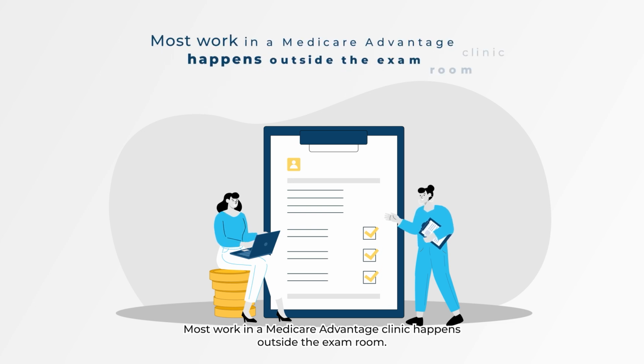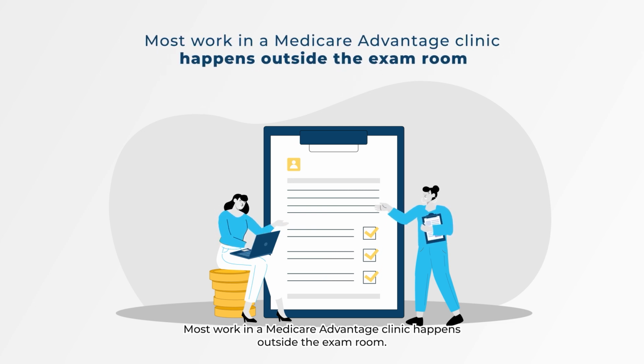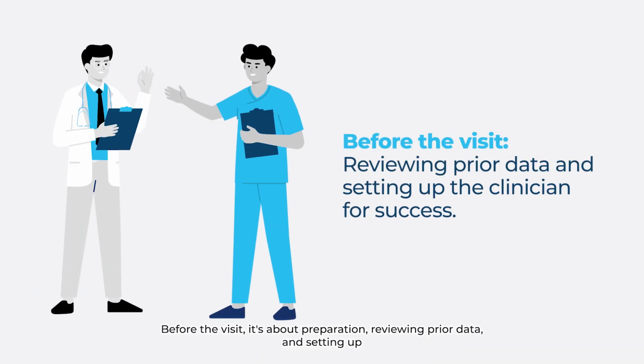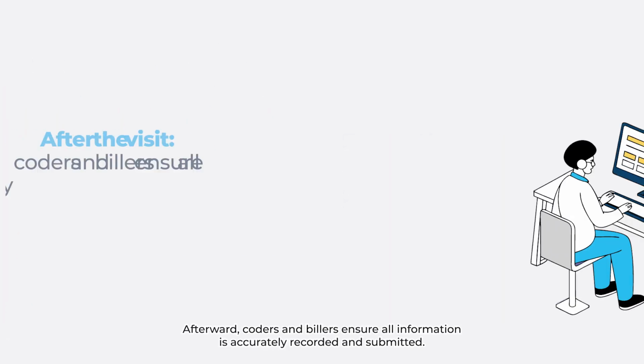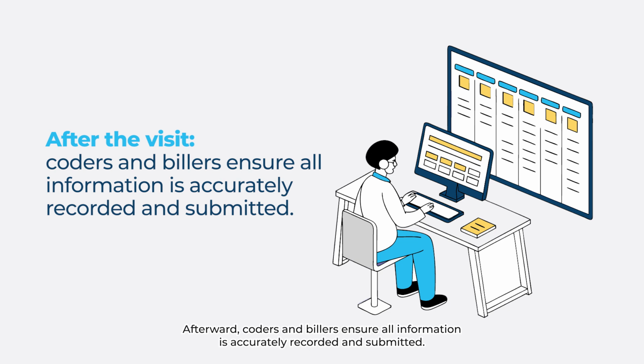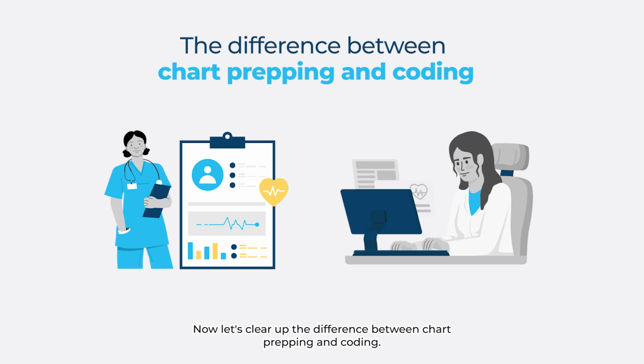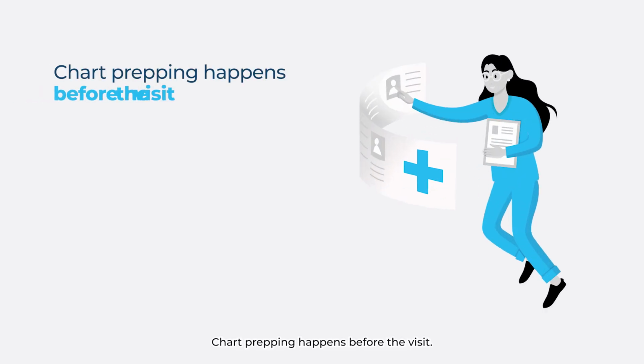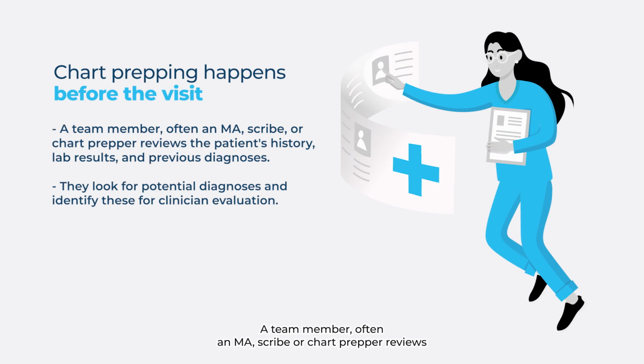Most work in a Medicare Advantage clinic happens outside the exam room. Before the visit, it's about preparation, reviewing prior data, and setting up the clinician for success. Afterward, coders and billers ensure all information is accurately recorded and submitted. Now, let's clear up the difference between chart prepping and coding. Chart prepping happens before the visit. A team member, often an MA, scribe, or chart prepper, reviews the patient's history, lab results, and previous diagnoses. They look for potential diagnoses and identify these for clinician evaluation.